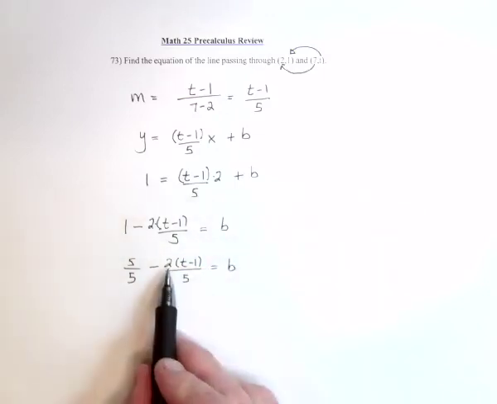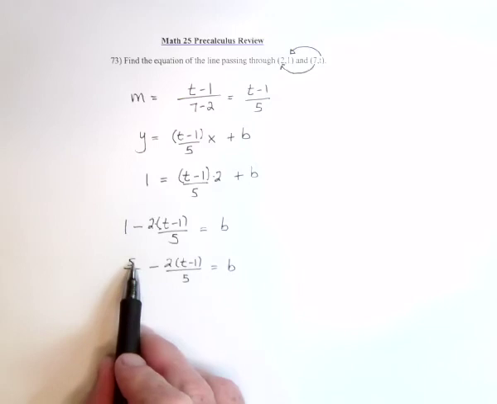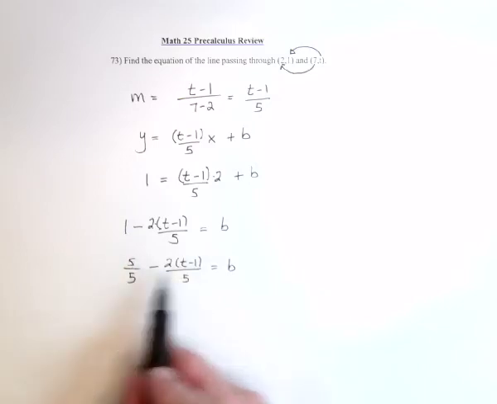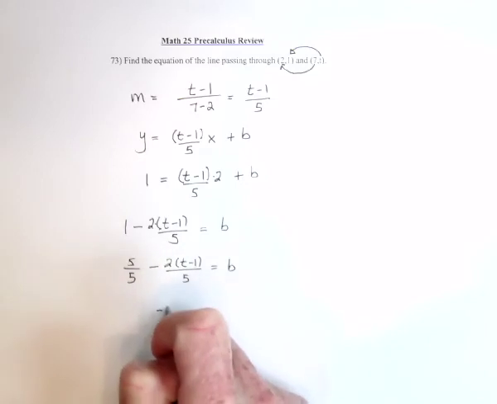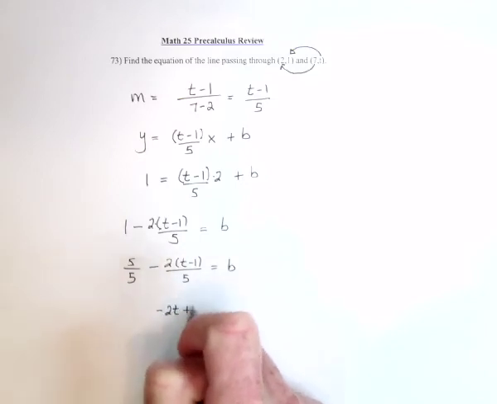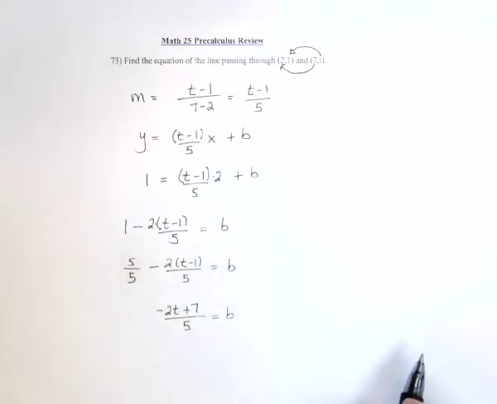And then this right here, if you distribute, would be a positive 2 over 5 with 5 over 5. Well, a positive 2 and a positive 5 makes positive 7. So if we distribute, there's going to be negative 2t and a positive 7 over 5. And that's what the b is.